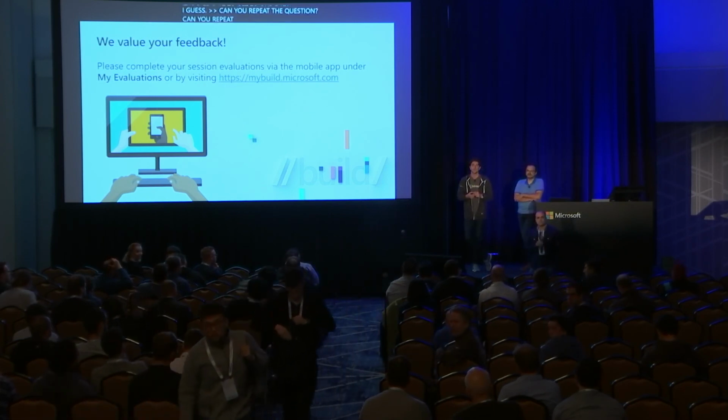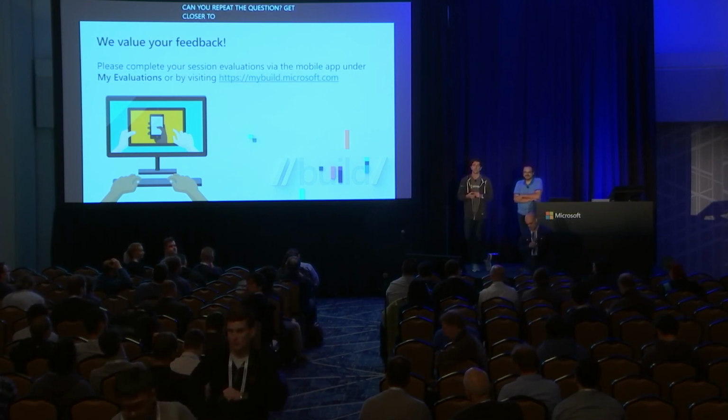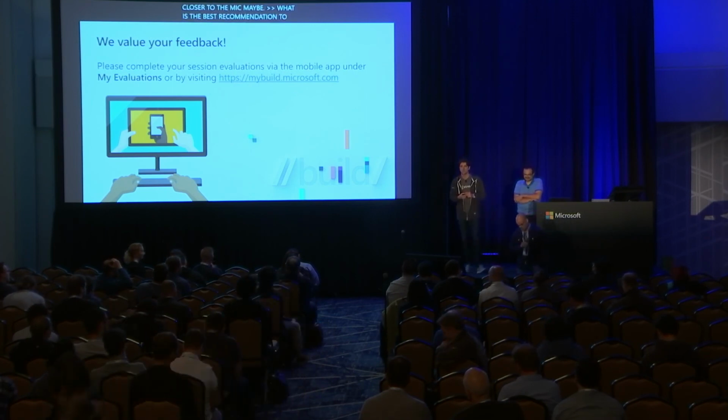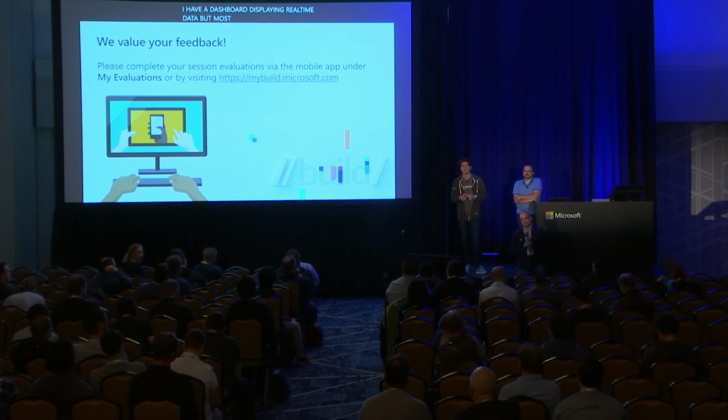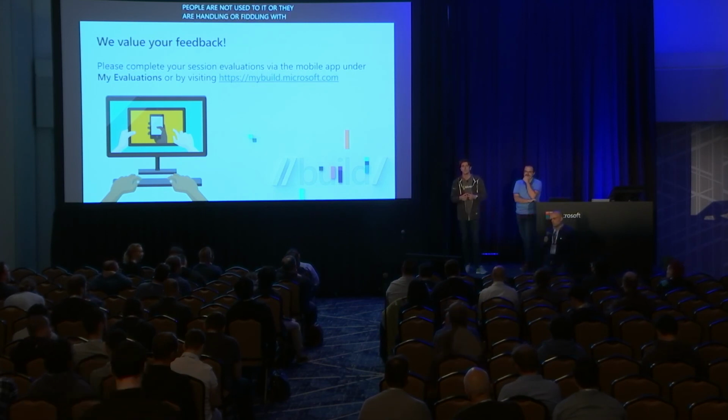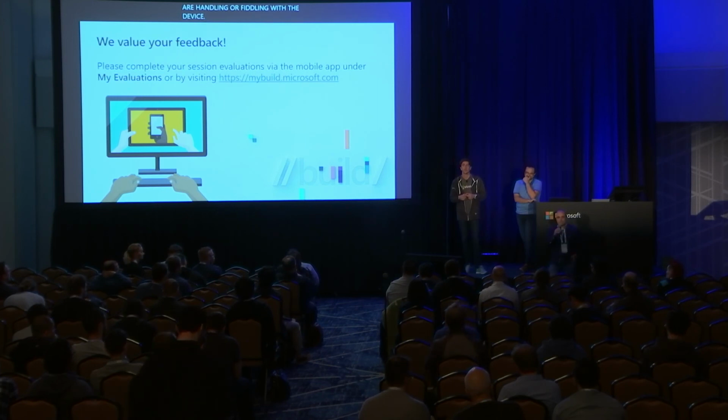What's the best recommendation to know the angle at which you're displaying some data? I have a dashboard where I'm displaying real-time data, but most of the time it's very difficult to pull it up because people are not used to it or they're fiddling with their device. Let me follow up with you after because I'm not sure I understand the question. Thank you.